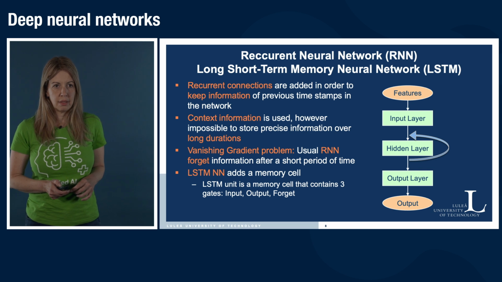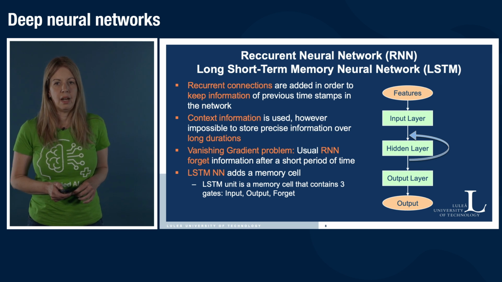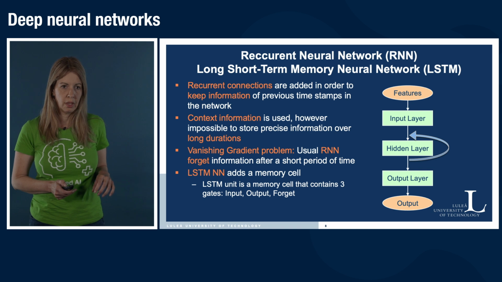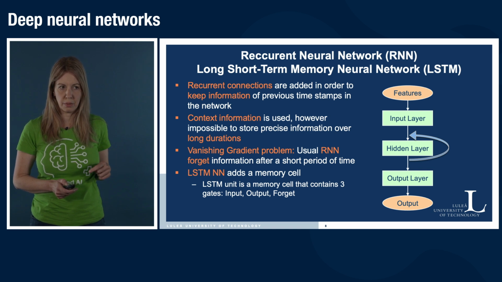Now in this slide, we can see the long short-term memory neural network and the recurrent neural network. The recurrent neural network is a typical neural network where we have the features, the input layer, the hidden layer, the output layer, and the output. But we also have a recurrent connection between the hidden layers in order to keep information of previous timestamps in the network.